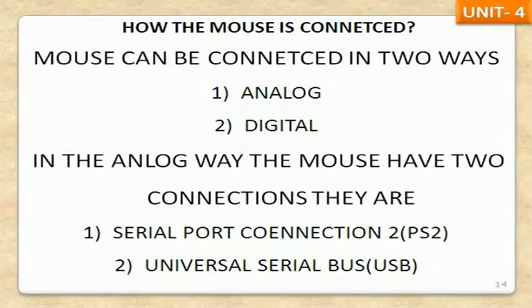And how is the mouse connected? The mouse can be connected in two ways, one is analog and one is digital. In the analog way there are two types: serial port connection and universal serial bus, USB.